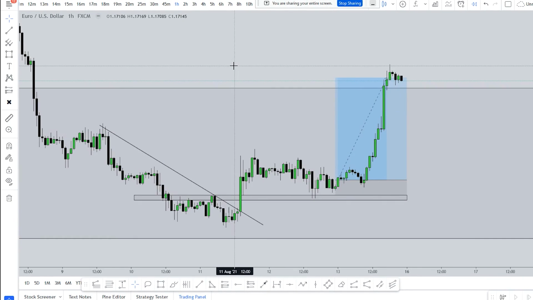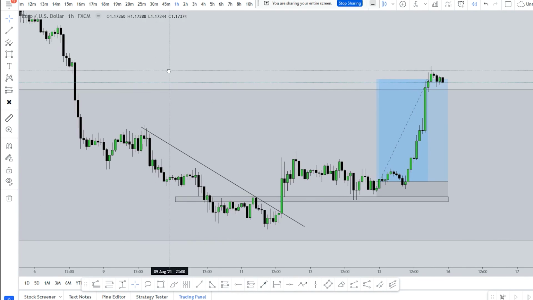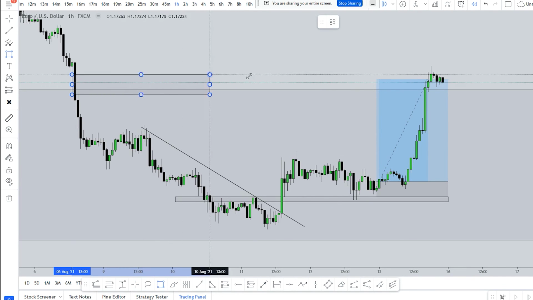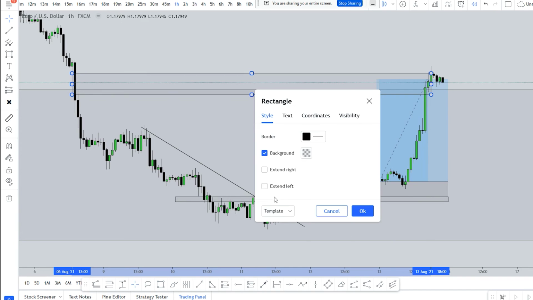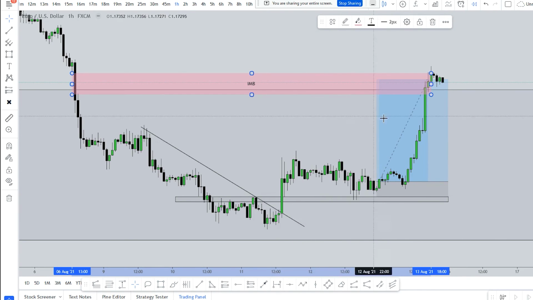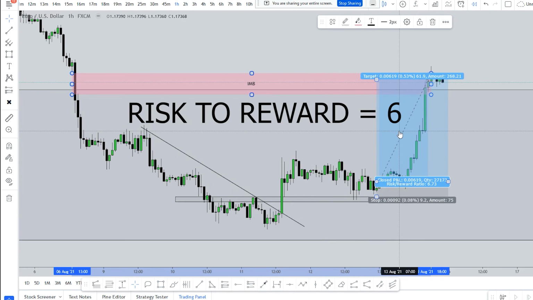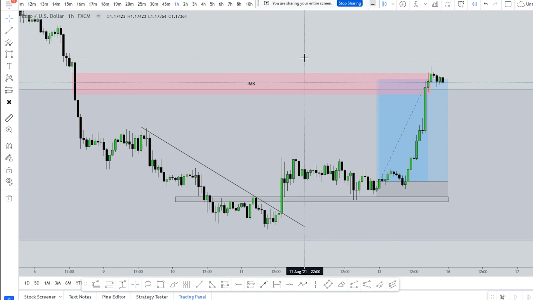You're a price action trader. You know that we have this imbalance to fill up. And that's what the price did. It filled those imbalances. There was the imbalance. So that's a nice 1:6 RR trade with full explanation of why we are going to take this trade.